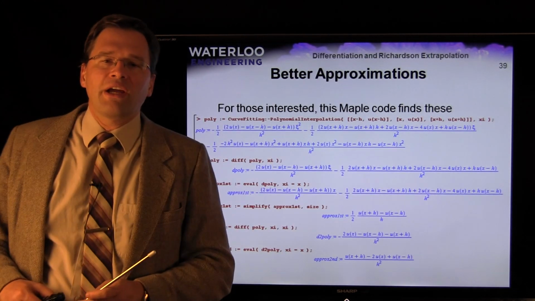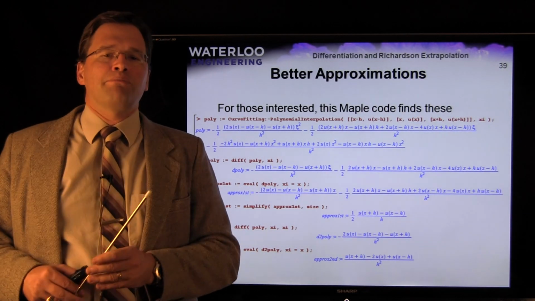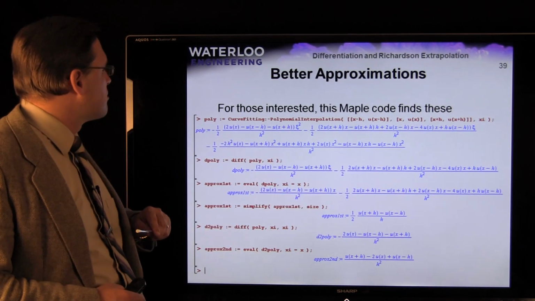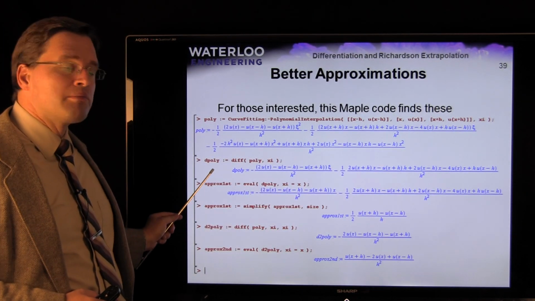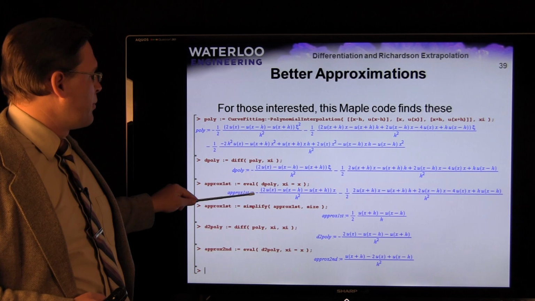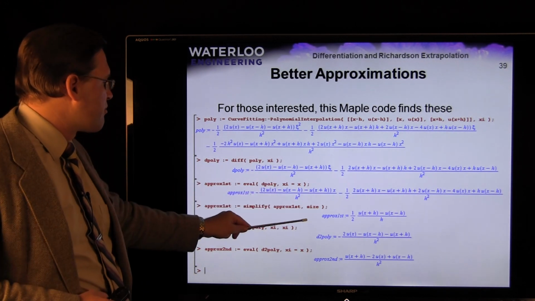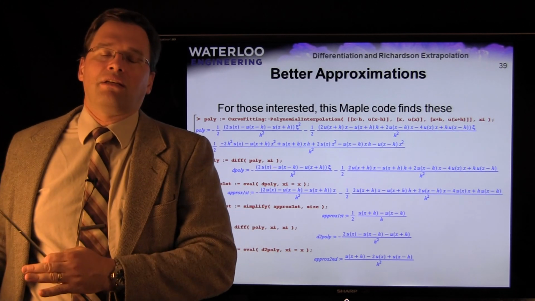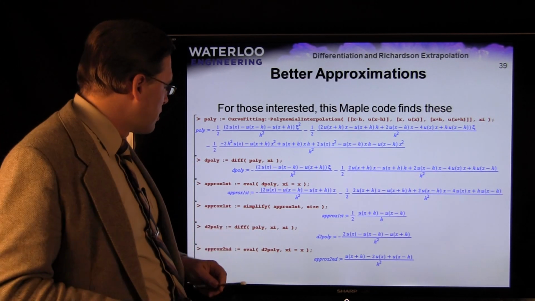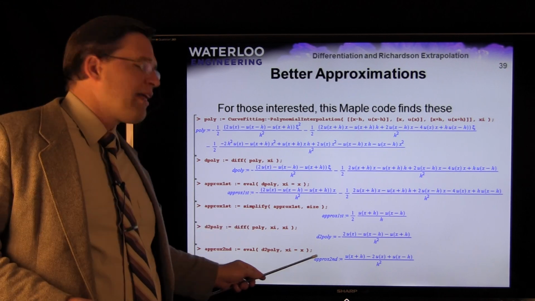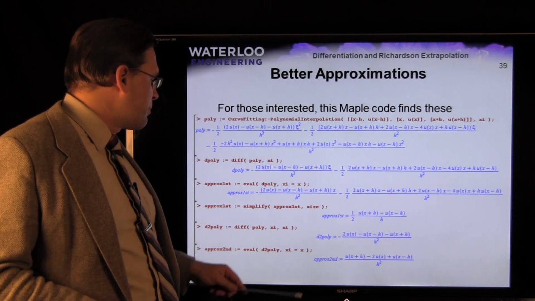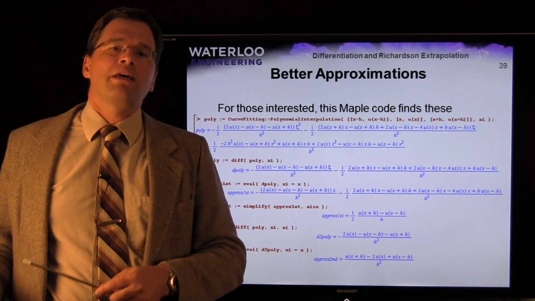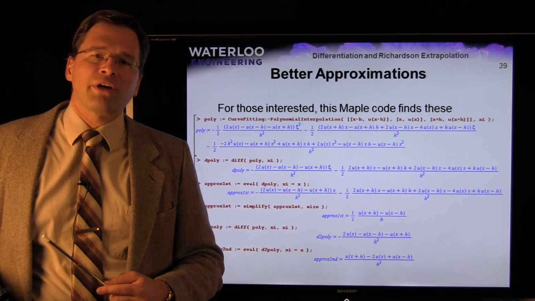Now, for those of you who care, you can actually do this in Maple symbolically. You can find the interpolating quadratic that passes through those points. You can differentiate it. You can then evaluate that derivative at the point, simplify it, and you get the formula that we saw, u at x plus h minus u at x minus h all over 2h. You can differentiate again. That gives you the concavity of the interpolating polynomial, and that gives us the formula u at x plus h minus twice u at x plus u at x minus h all over h squared.